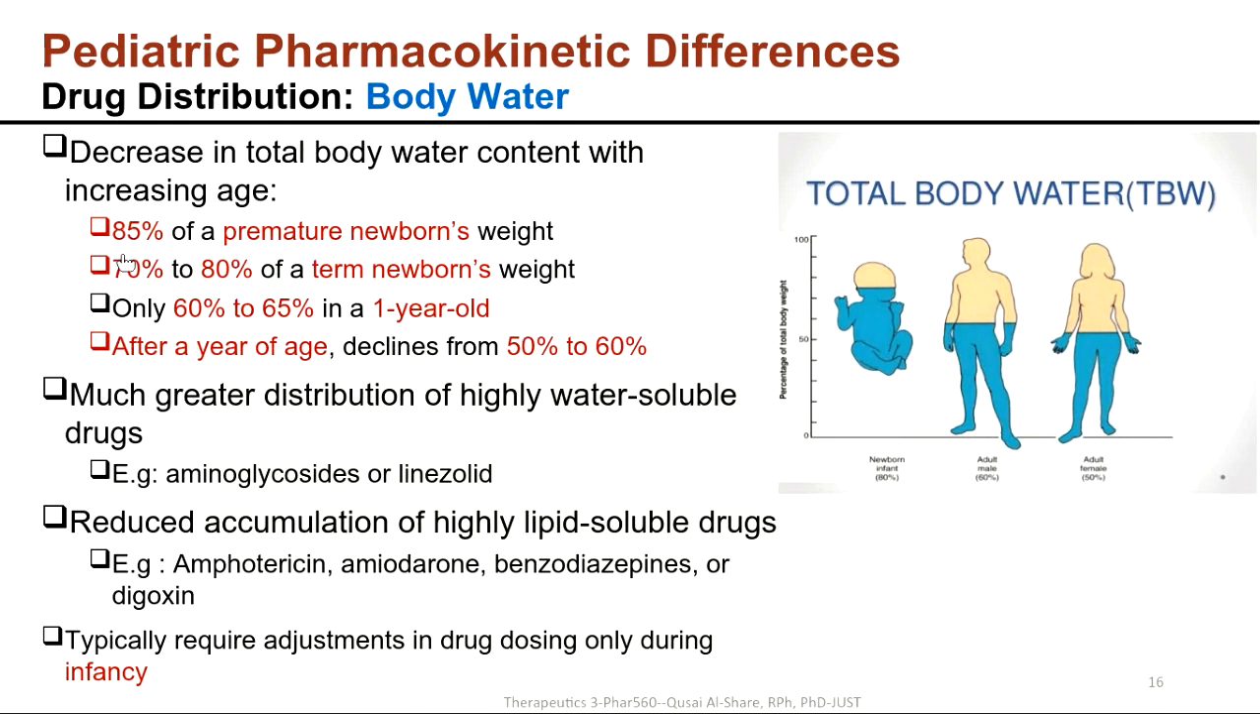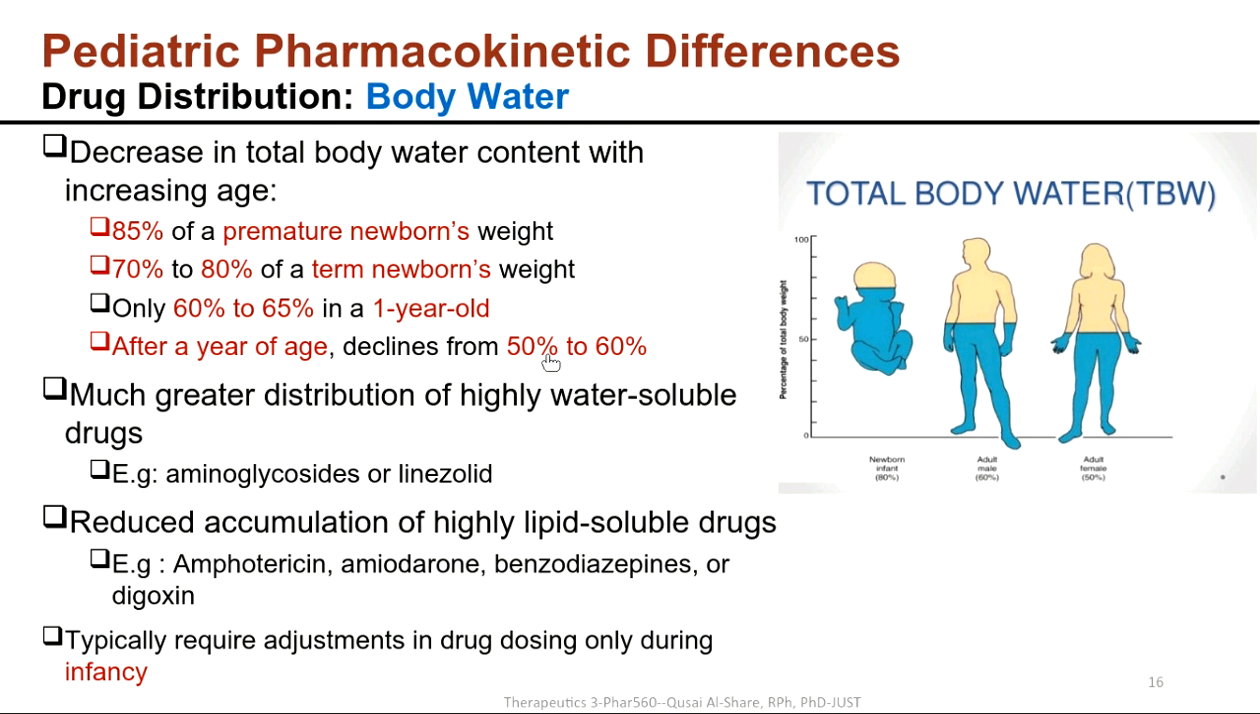It will decrease a little bit as they become a term or full term newborn. It will even decrease to 60 or 65% in a 1 year old. Then after 1 year of age, it will decline to 50 to 60%. So think about this: premature newborn, full term newborn, 1 year, and above 1 year. As we grow older, the percentage of water is decreasing. Based on that fact, we will have much greater distribution of highly water soluble drugs.